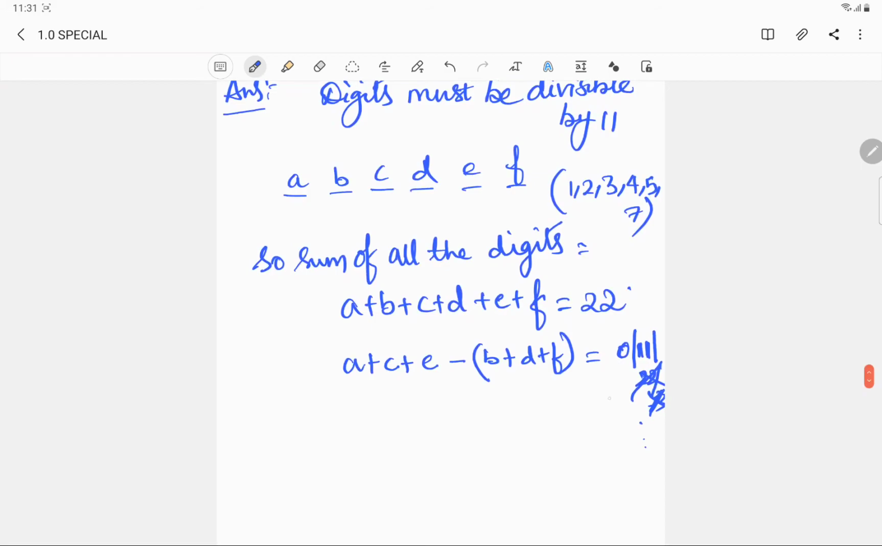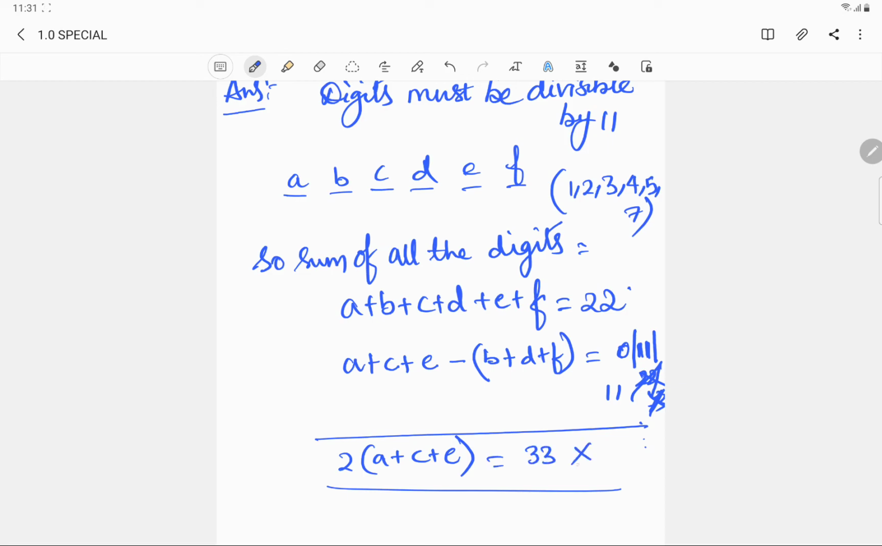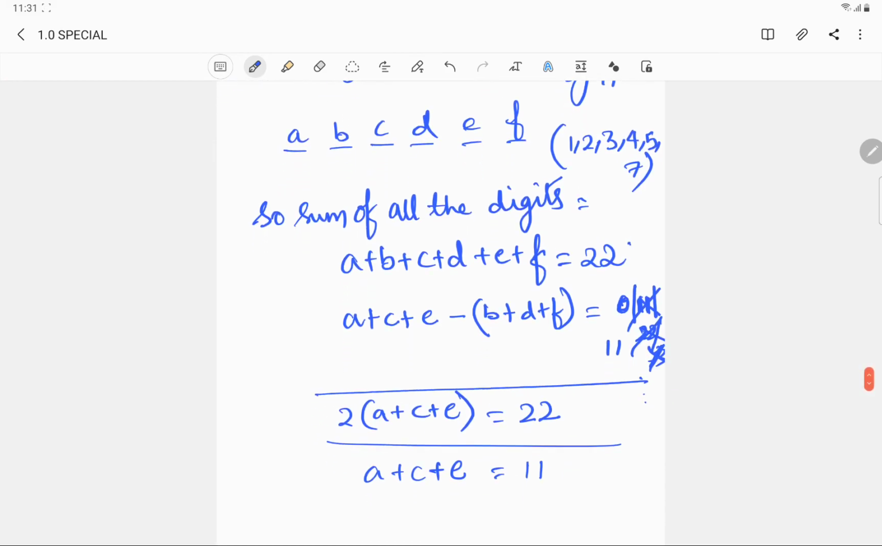Assume that it is 11. Then in that case, if we add these two, it would be twice (A plus C plus E) equal to 33, which is not possible, so it cannot be 11 as well. So it has to be only 0. If it is 0, each would be 11. So A plus C plus E is 11. Similarly, B plus D plus F would also be 11.